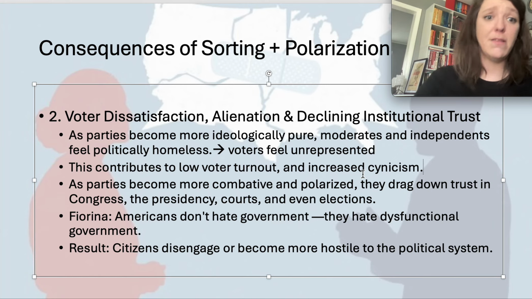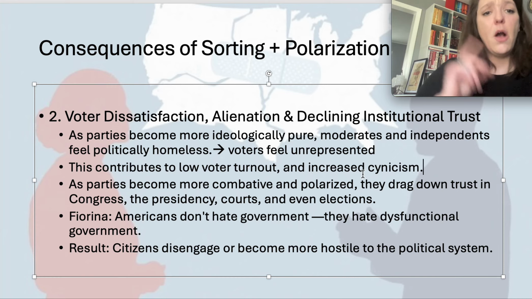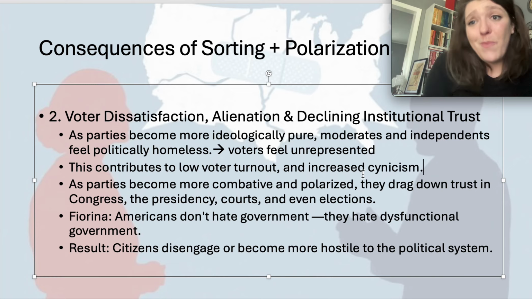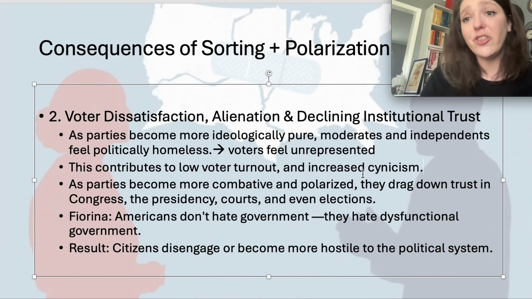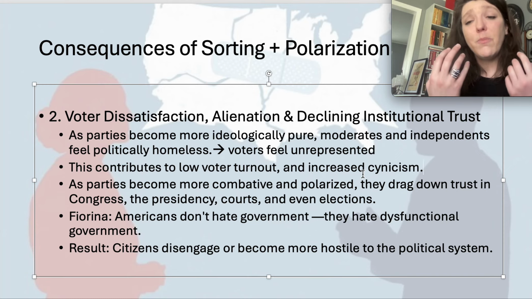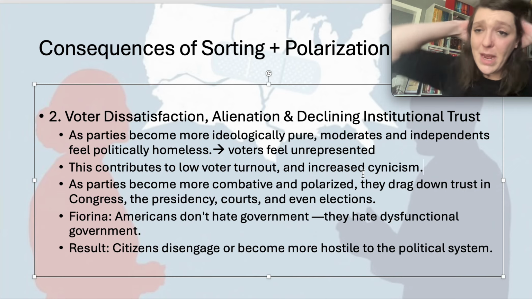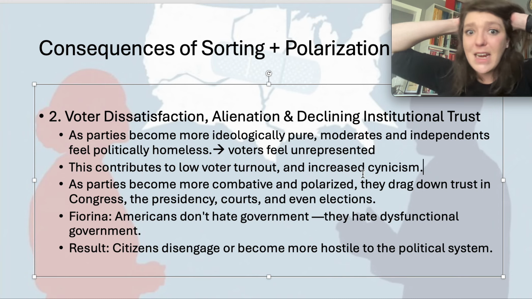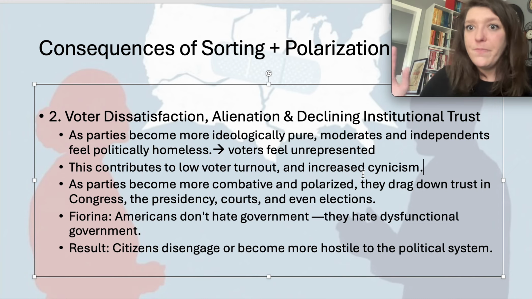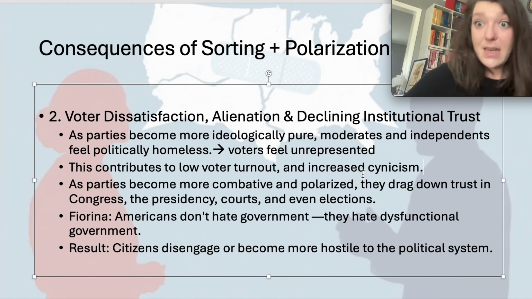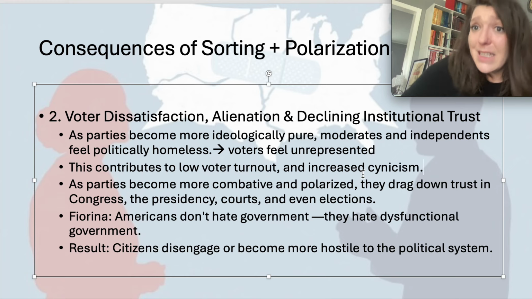These are the consequences. Oh, right. As the parties become more combative and more polarized, that also makes us distrust the institutions more. Makes us distrust Congress, the presidency, the courts, and even elections. The building blocks of democracy, we no longer see them as valid because all we can see is, instead of Congress doing their job, they're fighting. Instead of the presidency creating a policy vision, they're trying to get rid of what the last person did. And you saw this in 2020 when there was denial of the United States elections.